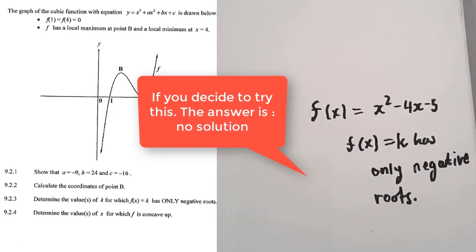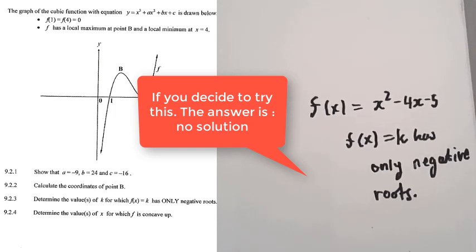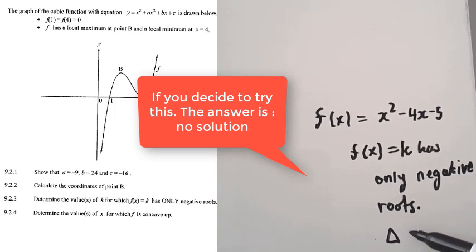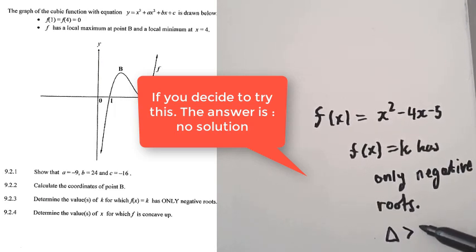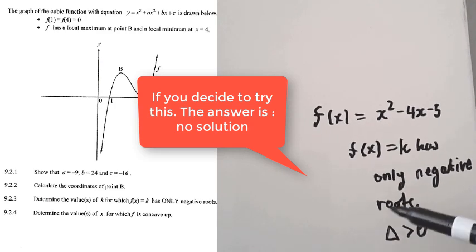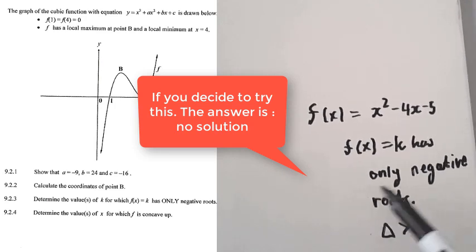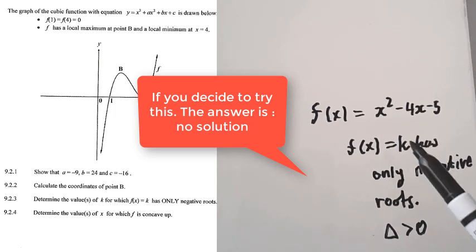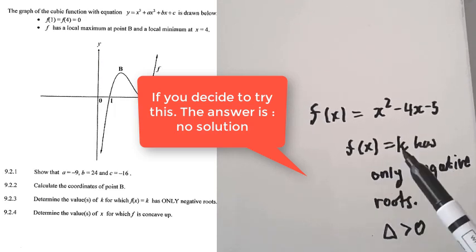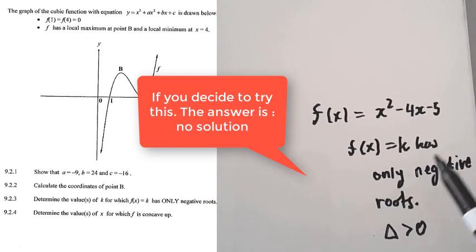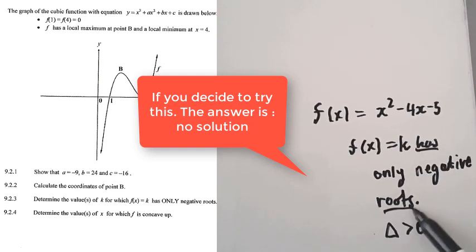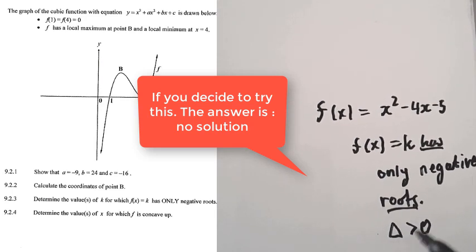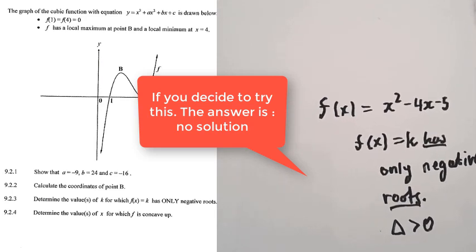Then we know that eventually we would have to work with the discriminant, the discriminant being, in this case, greater than 0, because we want to actually have roots. So if you ignore this extra condition that you have to interpret afterwards, and just read this as f of x equals k has roots, then you know that the condition you'll be looking for is setting your discriminant greater than 0.